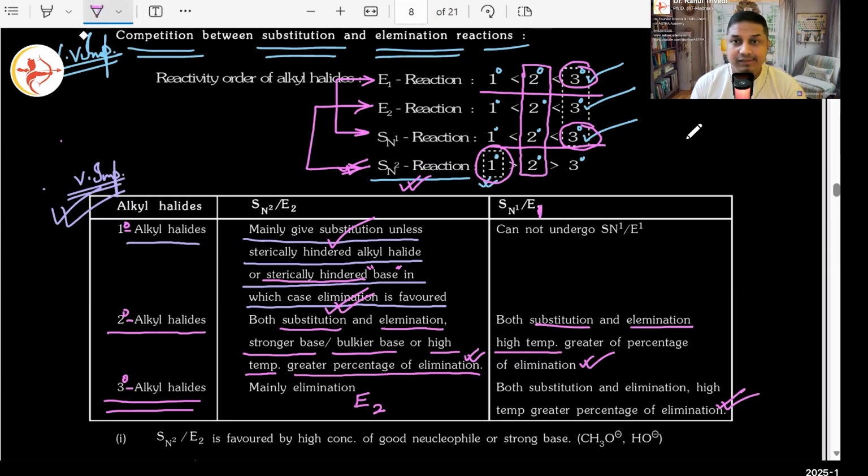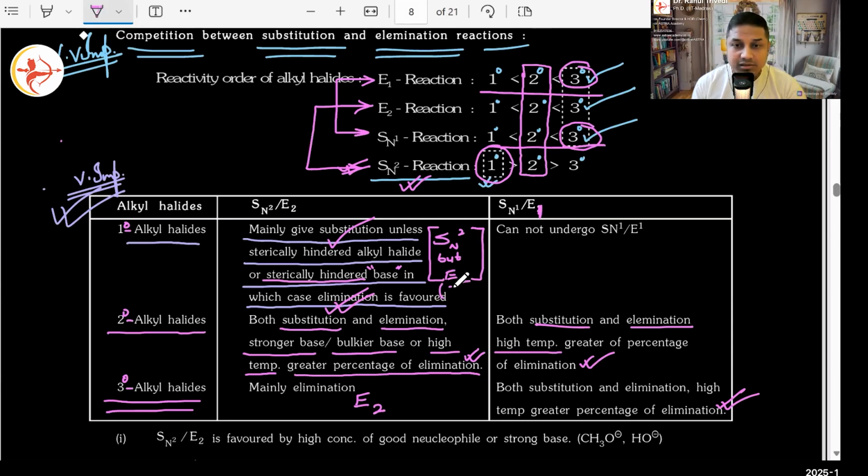Yes, is this clear? Now let's once again write down on the side what chances are more in short. When we use 1 degree alkyl halide, what chances are more out of SN2 and E2? Obviously SN2. Yes or no? 1 degree alkyl halide, most reactive. Yes, SN2 chances are there, but you know there are chances of E2 also.